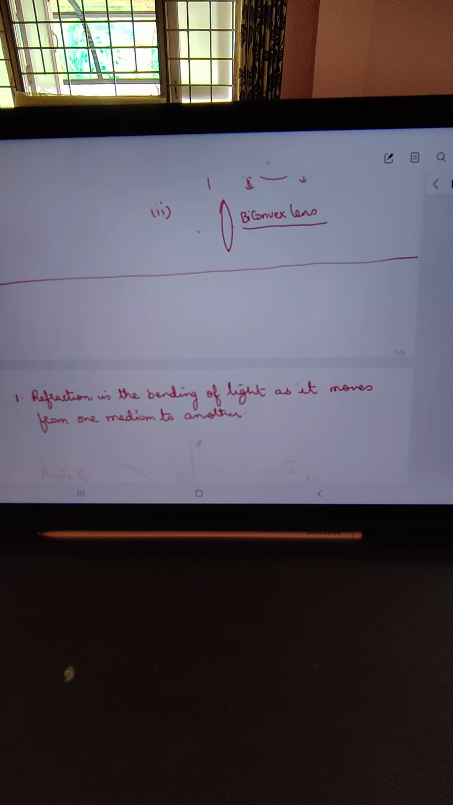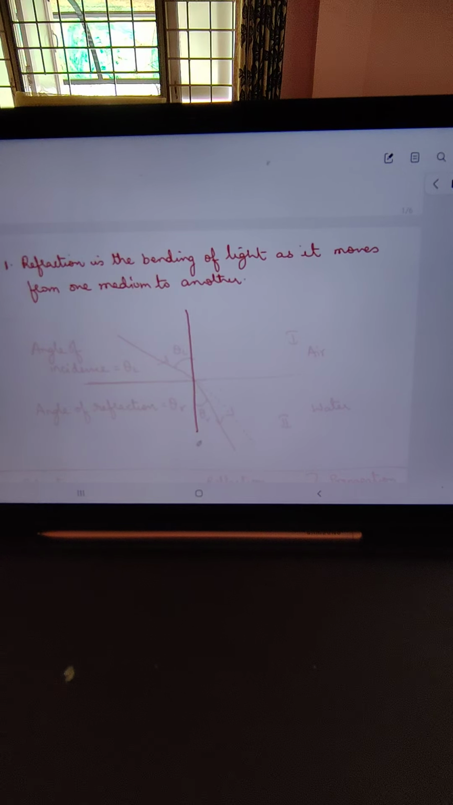Right? So let me draw a diagram. Let's say you have this medium 1 and medium 2. You can take this example, this is air, this is water, two very common examples. And let's say light is coming from this medium, striking this interface. This is the plane of separation between the two media, right? At a certain angle with the normal to the surface. This is theta I, that is the angle of incidence.